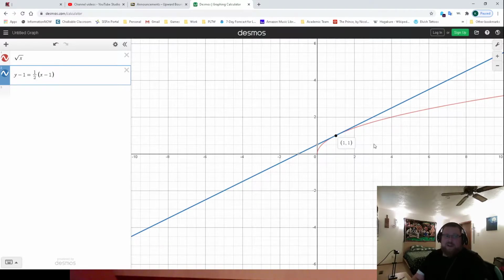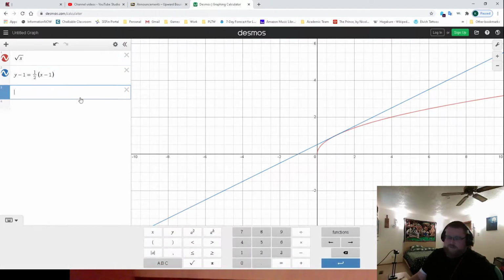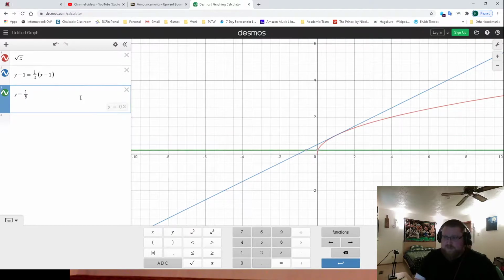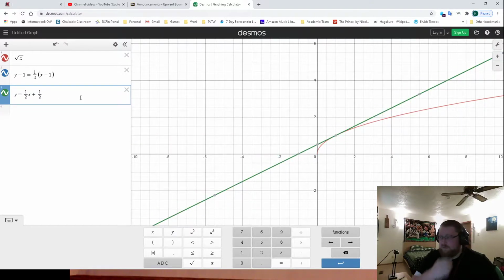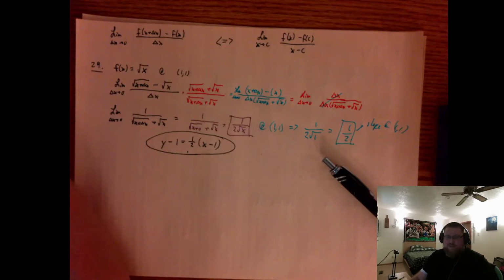Again, you might have gone ahead and simplified this, but it is not required. All that's required is you get this formula. You get the tangent line. If you simplified it down to y equals 1/2 x plus 1/2, great, good for you. It doesn't matter. You just did more work. Okay? Let's go ahead and look at number 31.